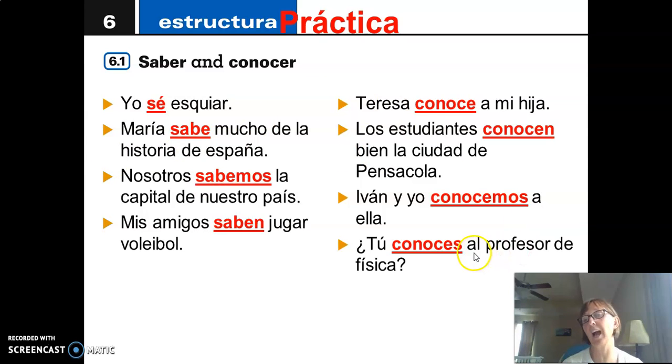Noten aquí el uso de a personal. We're using the a personal otra vez, but we have to form that contraction al porque es a el profesor de física. So we form that contraction al there.